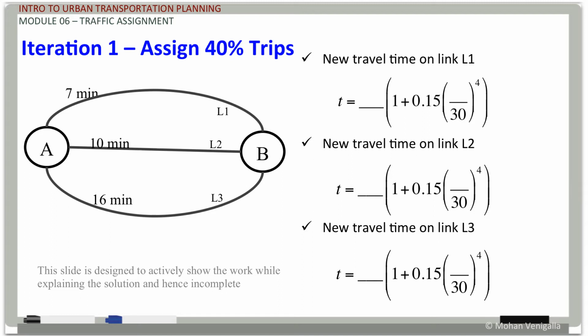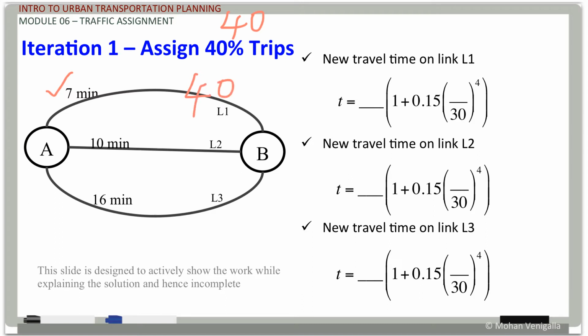So what are the 40% of the trips? It's basically 40 trips from A to B, and they go on an all-or-nothing path at this point. All of these trips will go on the shortest path, the shortest path being 7 minutes in the current network condition. So I'm going to put 40 on this road.